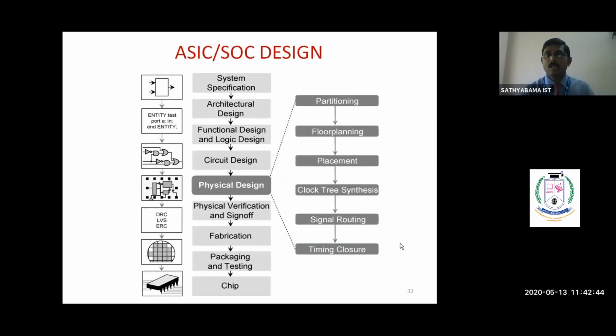In the case of the ASIC flow, the main part is physical design. So what is physical design? Then what is the physical design flow? That is what we are going to see. Here we are starting with the system specification. Then we are going to move to architectural design.